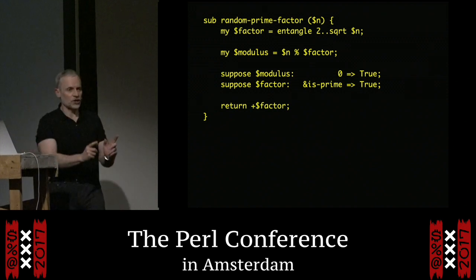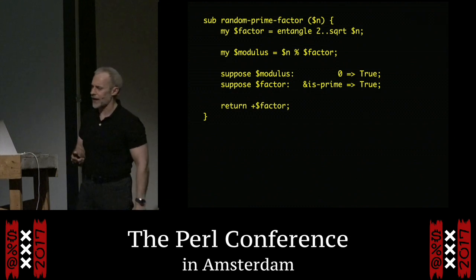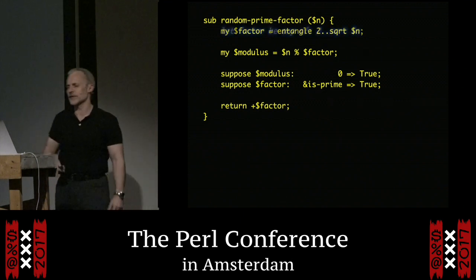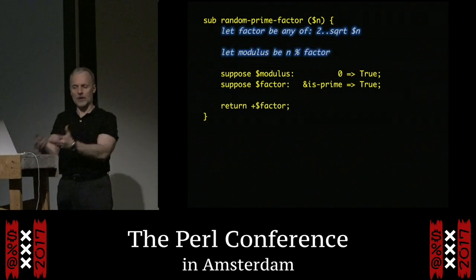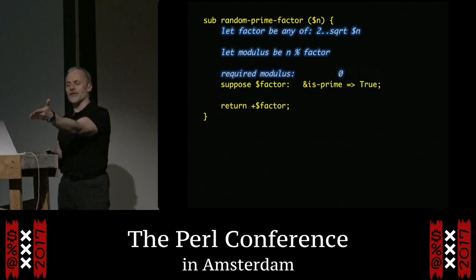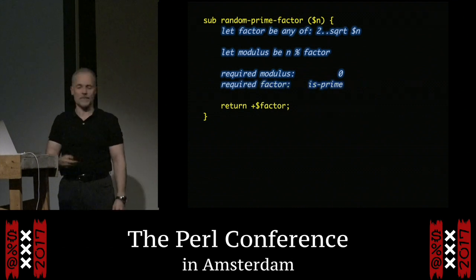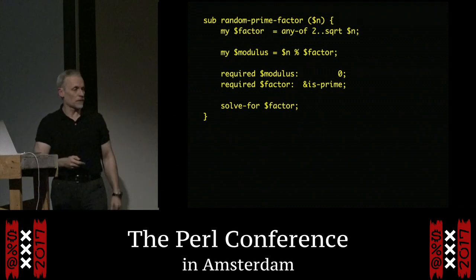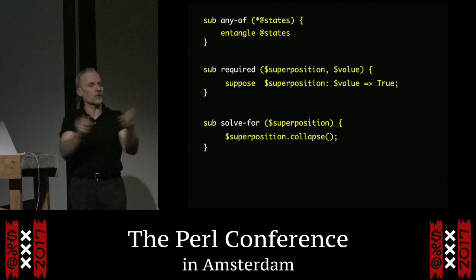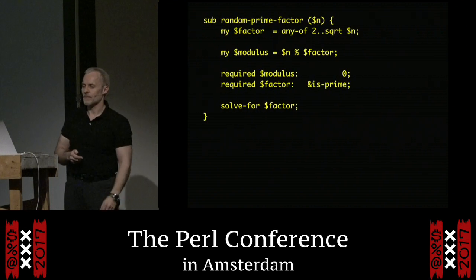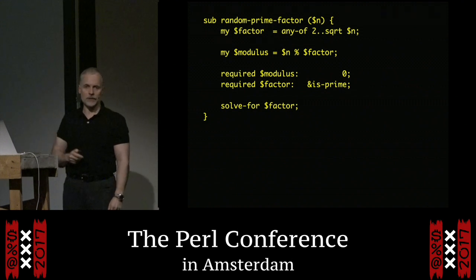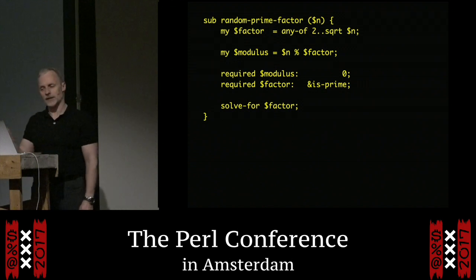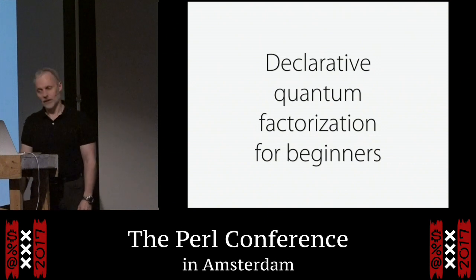No. What I want to show you here is what's actually going on, which is even more interesting than quantum mechanics. What I'm really saying here is purely declarative description of what I want. In other words, the first thing is just let the factor be any of these. And let the modulus be n mod the factor. And it's required that the modulus be 0, and it's required that the factor be prime, and then just solve for the factor. And indeed, if I wanted to have written it that way, I could have. I would have just written 3 very simple subroutines that wrapped up the quantum mechanics in much less scary language. So this is the way that you can do purely declarative programming in Perl 6. And better than that, it's declarative quantum factorization for beginners.